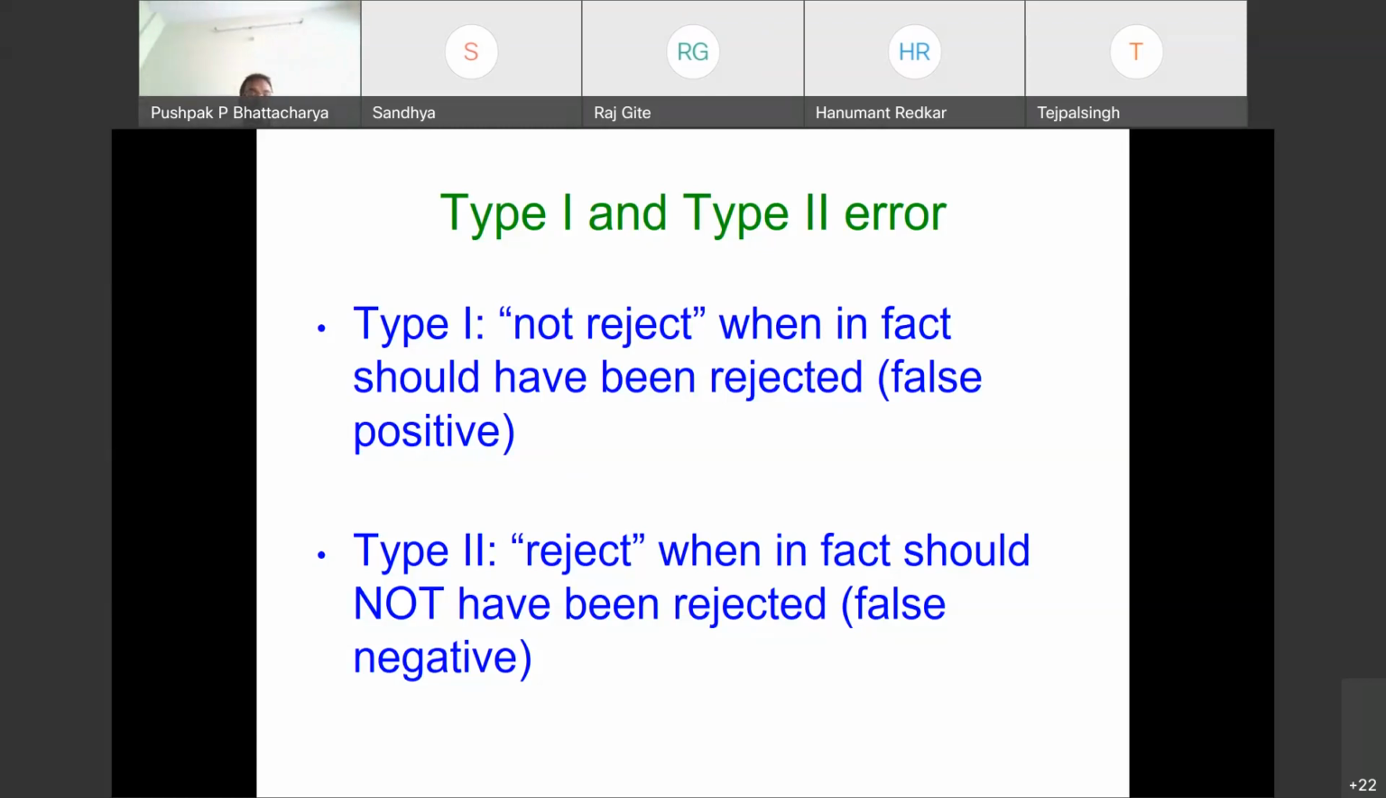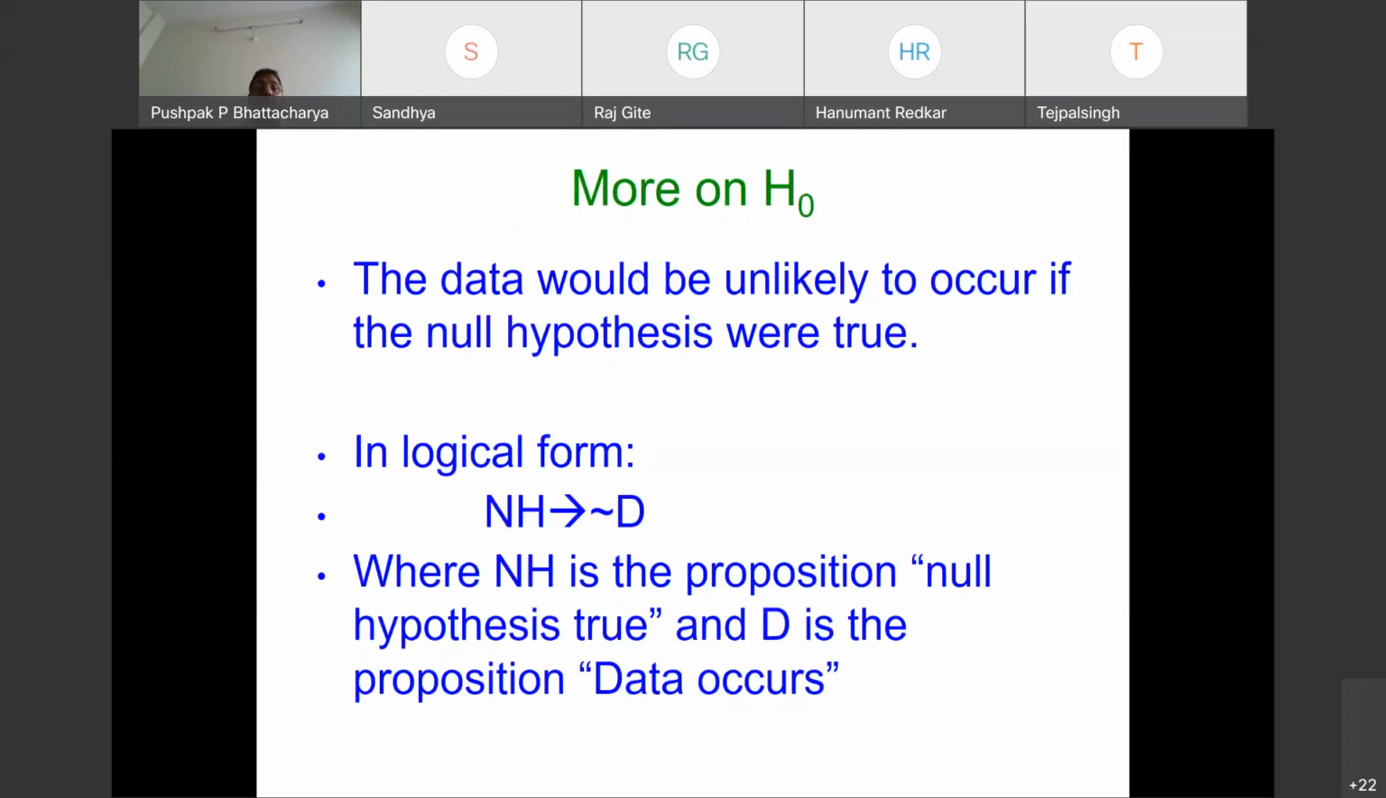Let us remember all these 4 definitions: null hypothesis, alternative hypothesis, type 1 error, and type 2 error. Today we'll mainly introduce terminology. Now, more on H naught, the null hypothesis. The data would be unlikely to occur if the null hypothesis were true.